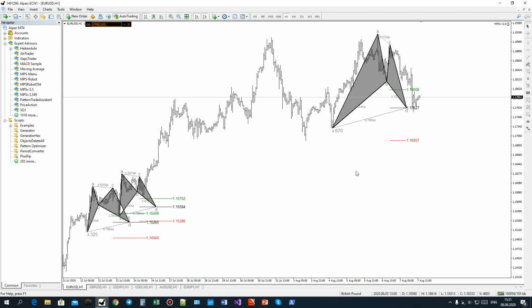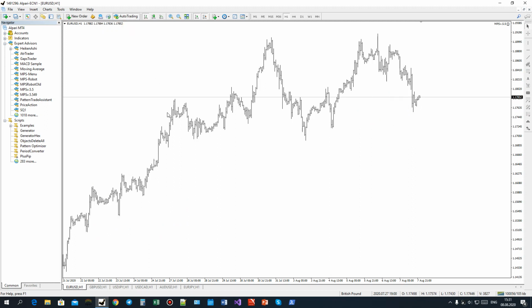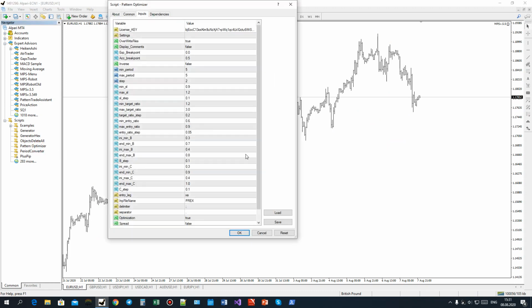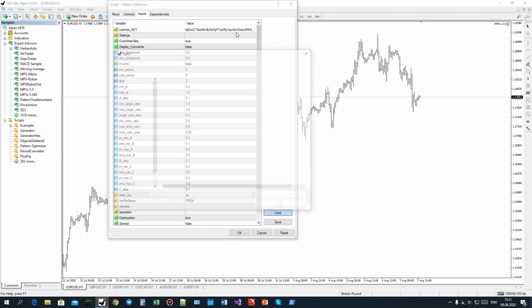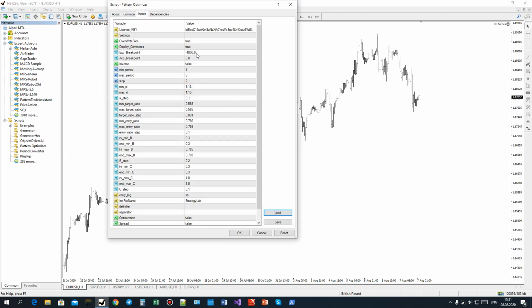Okay, so let's do that. Hope you understood the pattern itself, and the way I find them. Now let's do the backtest. To do that, I will use my second software and I will load the preset file so it coincides with that.